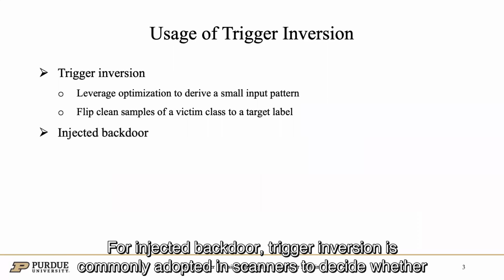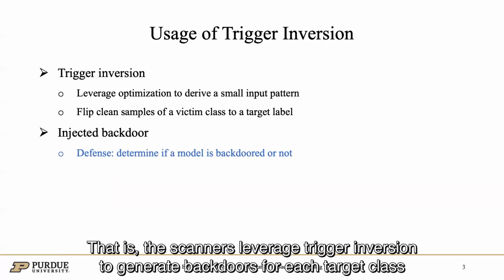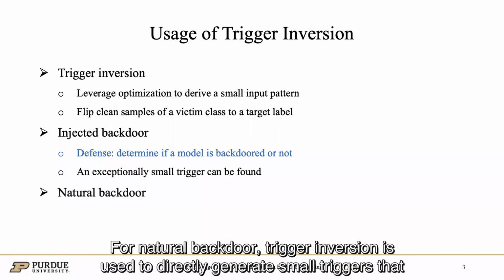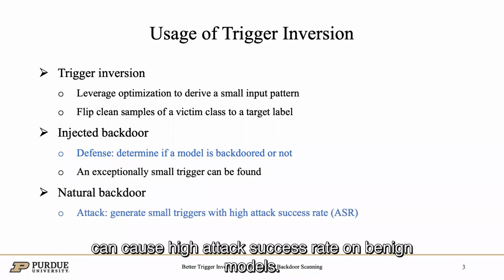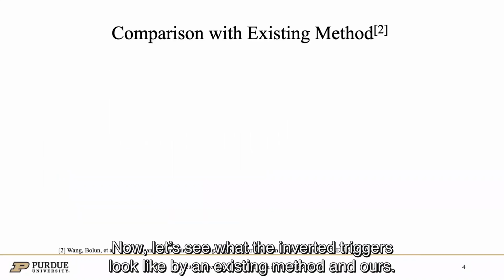For injected backdoor, trigger inversion is commonly adopted in scanners to decide whether a model is backdoored or not. That is, the scanners leverage trigger inversion to generate backdoors for each target class and aim to see whether an exceptionally small trigger can be found. For natural backdoor, trigger inversion is used to directly generate small triggers that can cause high attack success rate on benign models. The size and ASR are important factors to a good trigger inversion technique.